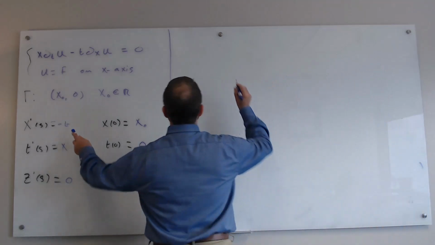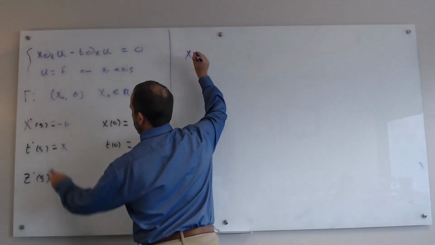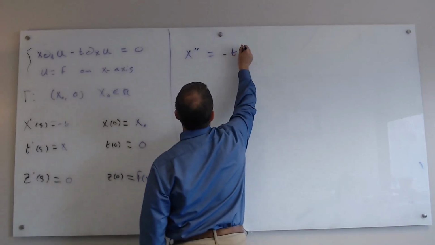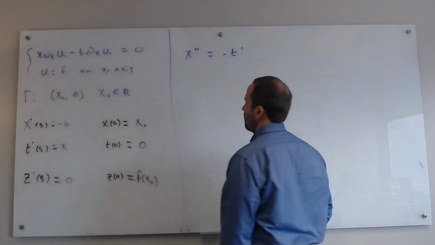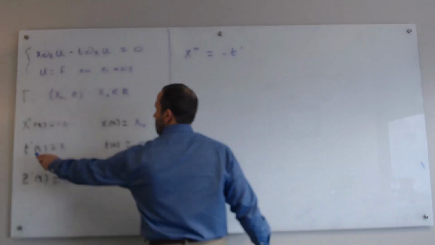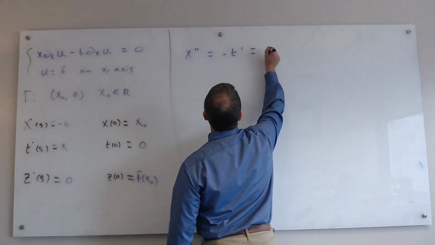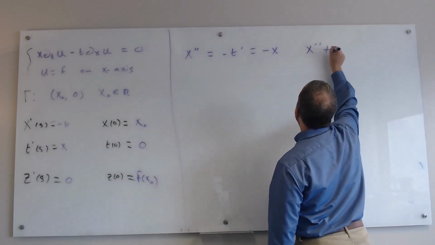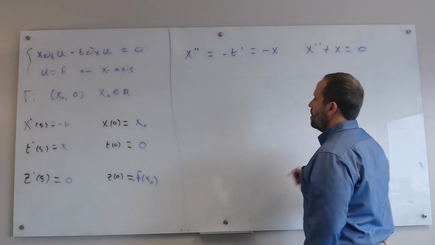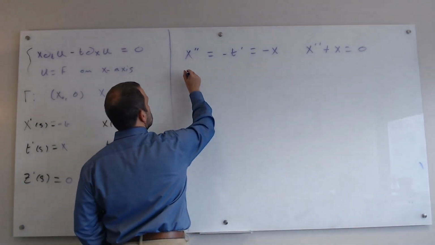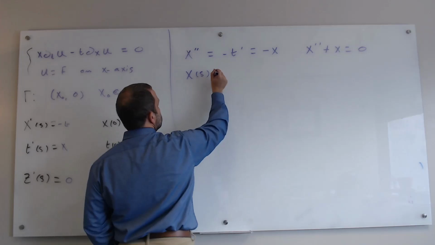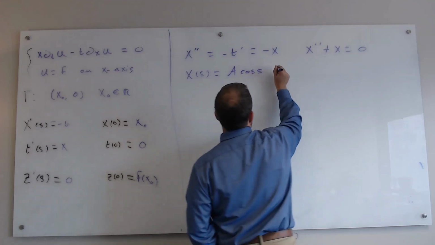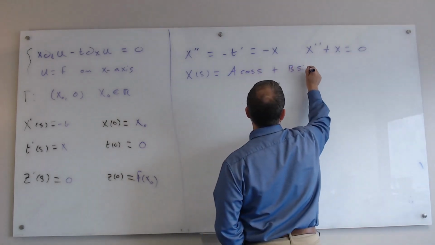I'm going to look at this equation, and I'm going to say if I take the derivative of this equation, I get x double prime is equal to minus t prime, but t prime is equal to x. So this is equal to minus x. So in other words, this becomes x double prime plus x equals 0. Now I know this has solution. Remember, s is the variable. X of s is equal to a cosine s plus b sine s.